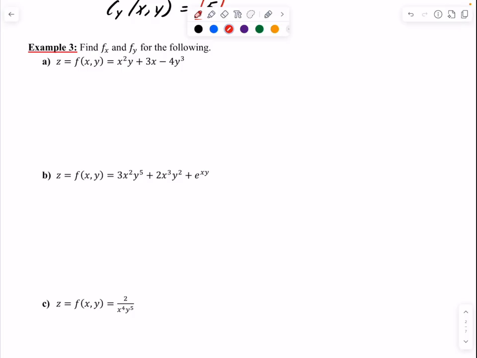So we're going to find the partial derivative with respect to x. We're going to find the partial derivative with respect to y. I'll start with the partial derivative with respect to x first. So keep in mind, if I'm finding the derivative or partial derivative with respect to x, I am treating y as a constant.